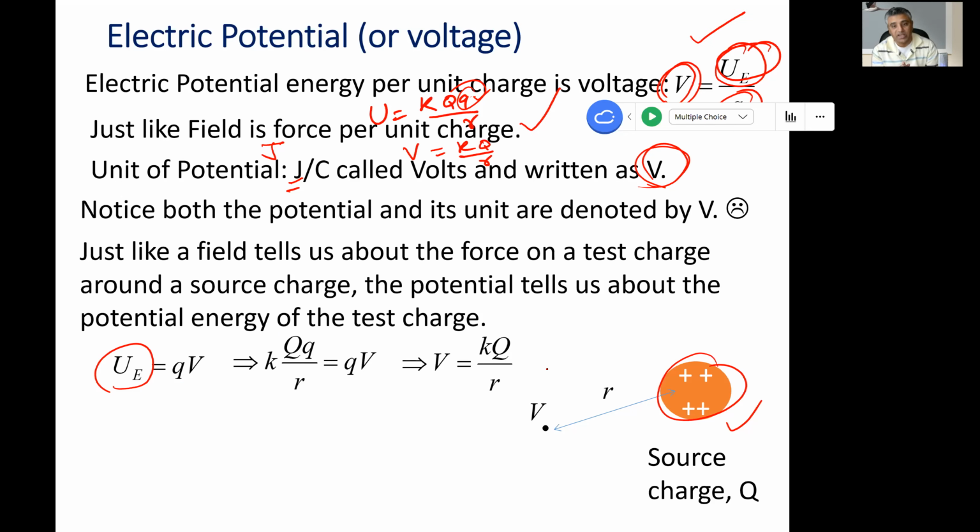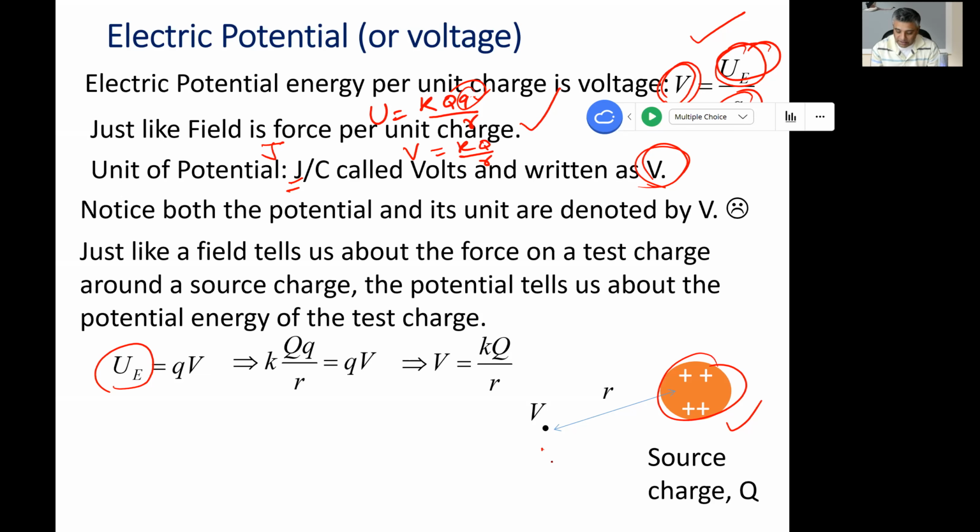So what we have here is just R and just one source charge. No test charge in this formula. So we are making it test charge independent. By defining potential, we are making it test charge independent, just like by defining field, we made it test charge independent. We are doing the same thing. The difference is one is a vector, another one is a scalar.